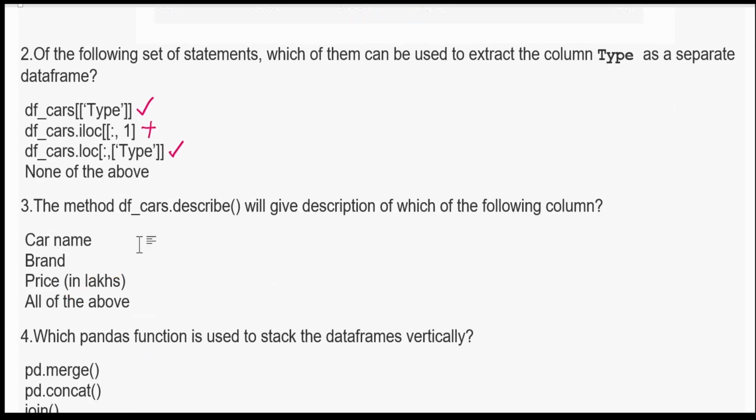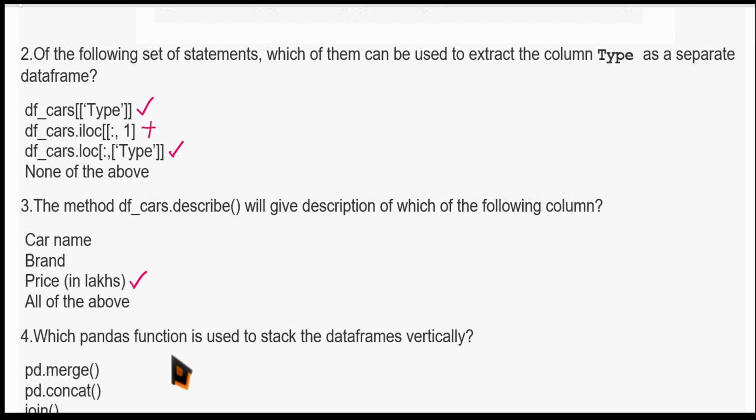Similarly, brand is not correct. And only for the price column, the description will be provided. That is mean value, standard deviation, minimum, maximum, then quartile values will be provided for this price column only. So this is the correct answer.